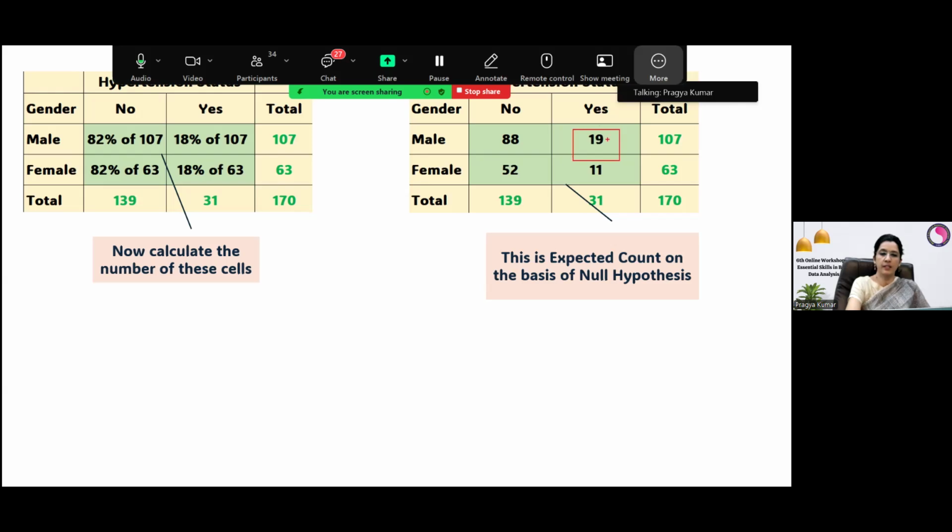Similarly, if you count 82% of 107, the remaining percent will come as this. So the remaining number will come here as 87.7, it will be 88. Similarly, if you count 18% of 63, it will be 11. So this is your expected count based on the null hypothesis.